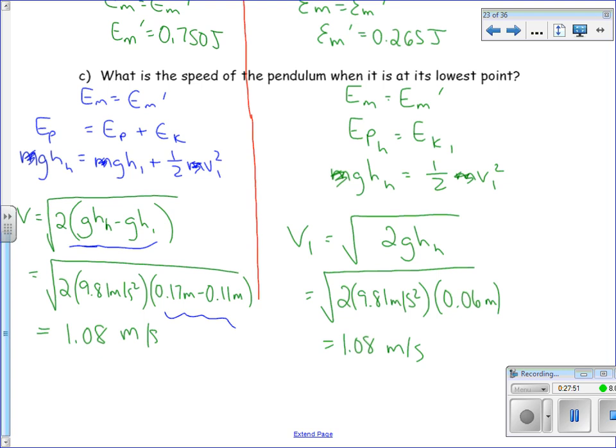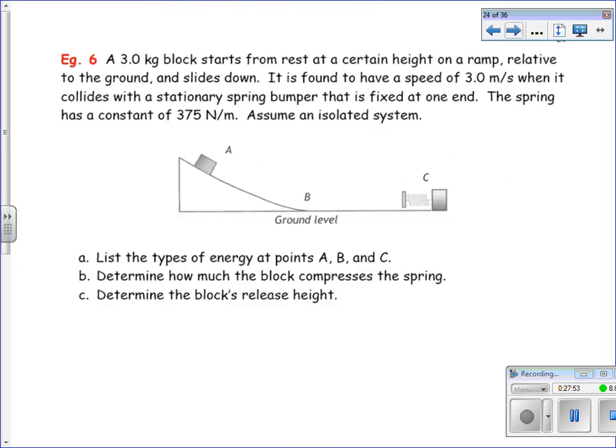Okay, so we'll look at a slightly different example that uses springs. We have a 3 kilogram block that starts from rest at a certain height on a ramp relative to the ground and slides down. It's found to have a speed of 3 meters per second when it collides with a stationary spring bumper that is fixed at one end. The spring has a constant of 375 newtons per meter. Assume an isolated system. So we want to list the types of energy at points A, B, and C.